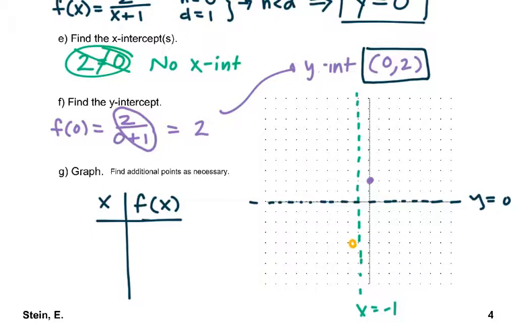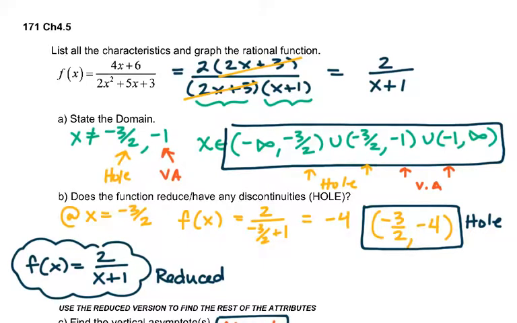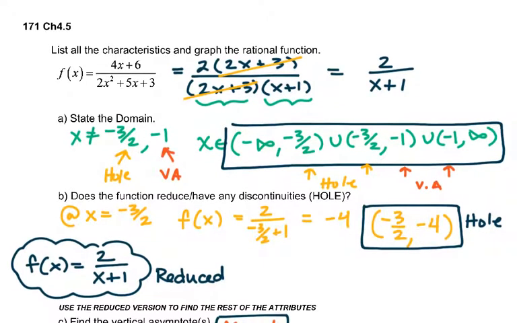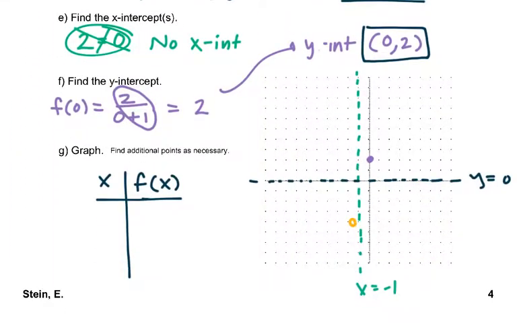And then if we want more points to help us make a more accurate picture, of course we can always go back to our original function and plug in x values and get out y values. You always want to make sure you go back to the original function here. When I say the original function, we're talking about 4x plus 6 divided by 2x squared plus 5x plus 3. So I can plug in numbers. If I were to evaluate at -5, I would get -1/2. At -3, I get out -1.